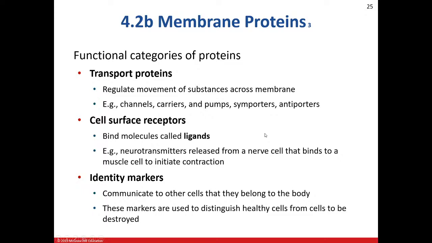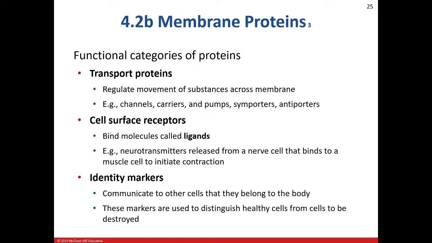Transport proteins regulate movements of substances across the membrane. So examples here are channels, carriers, pumps, symporters, antiporters. Channels basically have an opening in the center that allows substances to pass through. Carriers change shape in order to move something across the membrane. Pumps require energy to force things against their concentration gradient. Symporters will transport two things in the same direction, either two things into the cell or two things out of the cell. And then antiporters pump things in opposite directions.